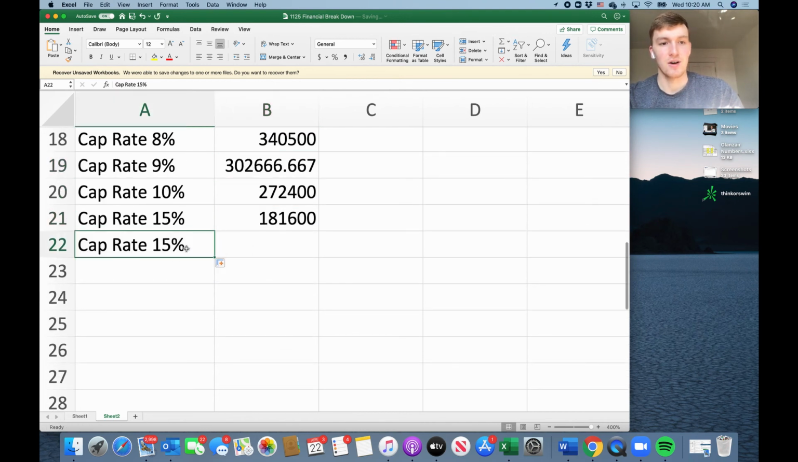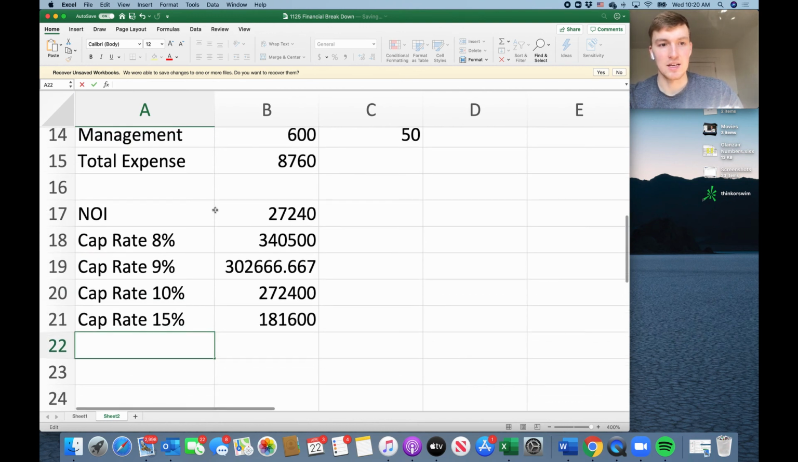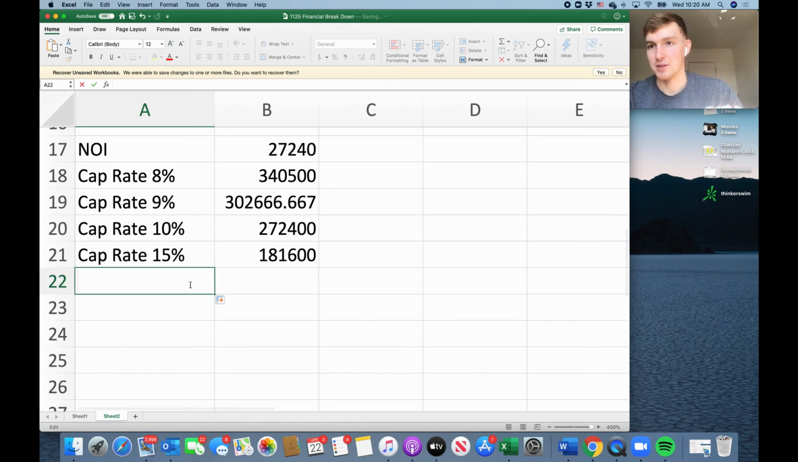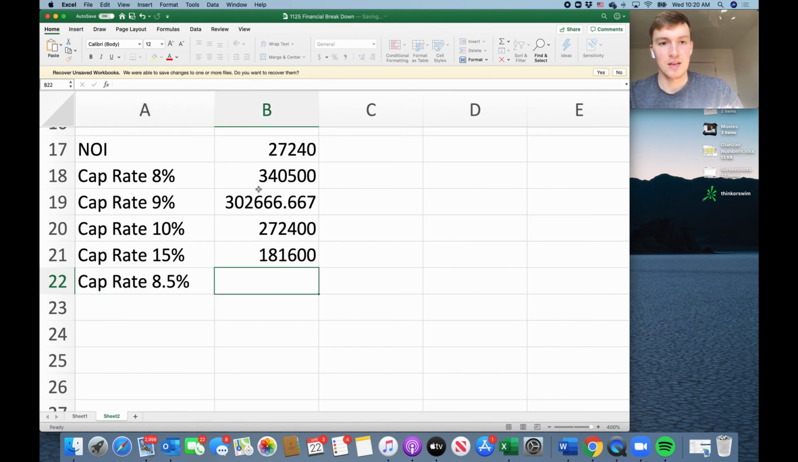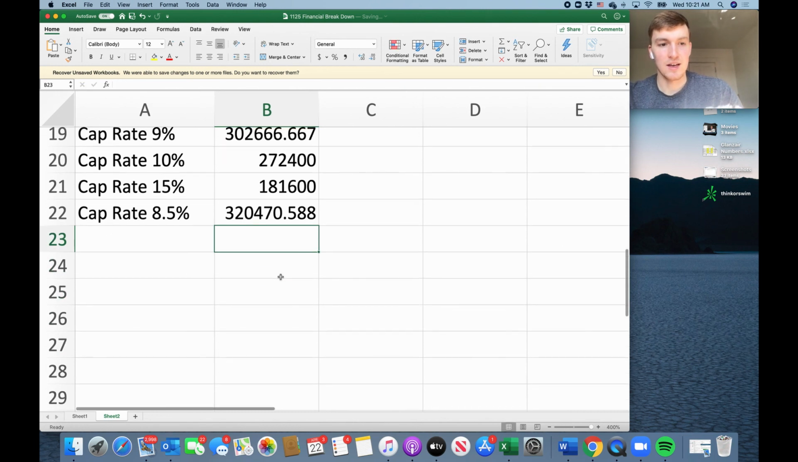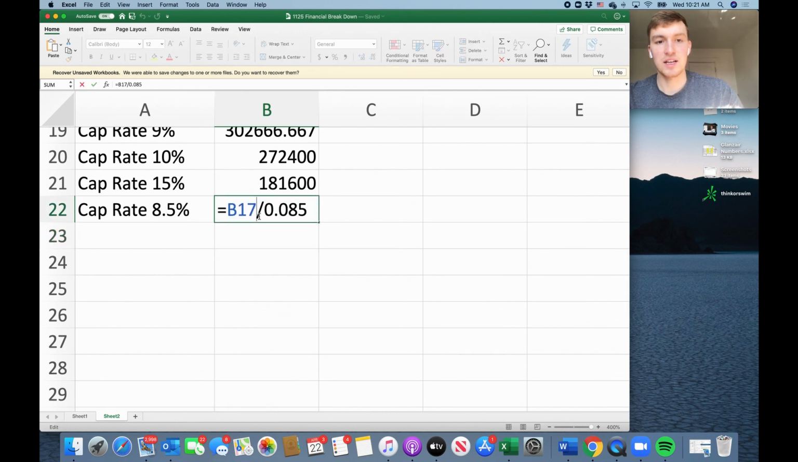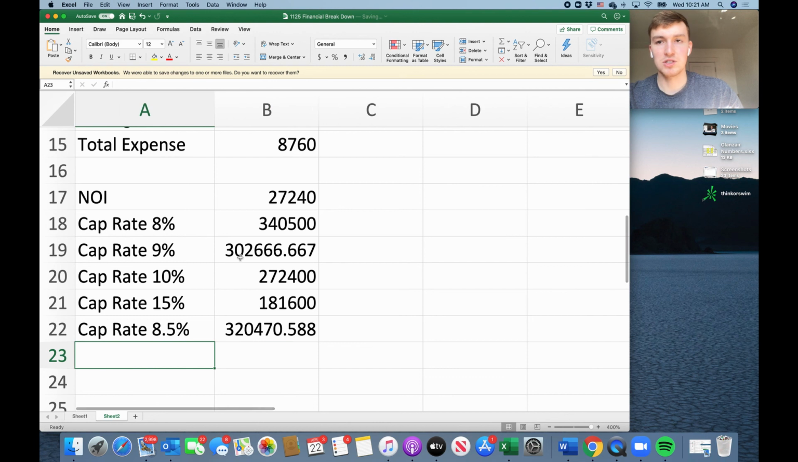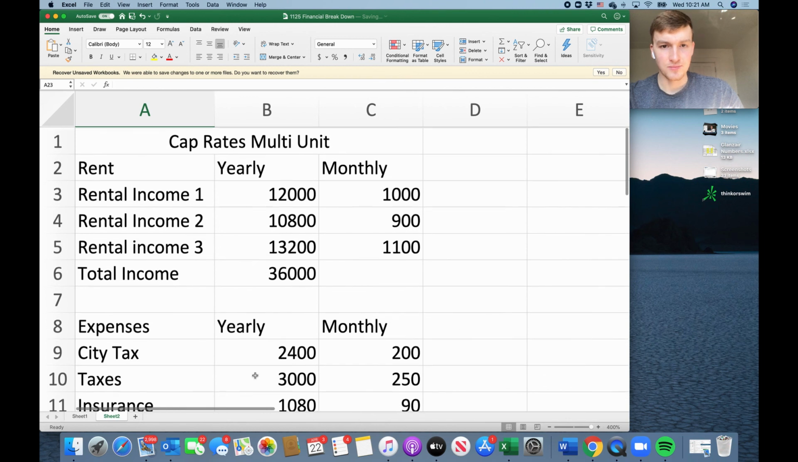Cap rate 15%. Okay, now the last thing I'm going to say in here is that some houses could be selling at 8.5%. So I'm just going to show you how to do that if you want to do an in-between percentage point. Let's say I want to figure it out at 8.5%. What I'm going to do is equals my net operating income, divided by 0.085, okay? See how I did that? Now, if it's an 8.5% cap rate, it's $320,000 right here. So once you figure out these numbers, all you have to do is divide by the percentage point, and it's pretty easy. So that's how you do it.